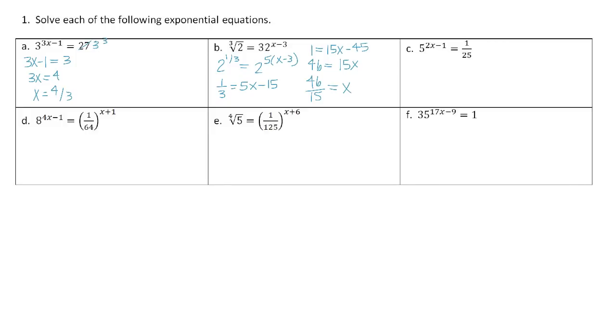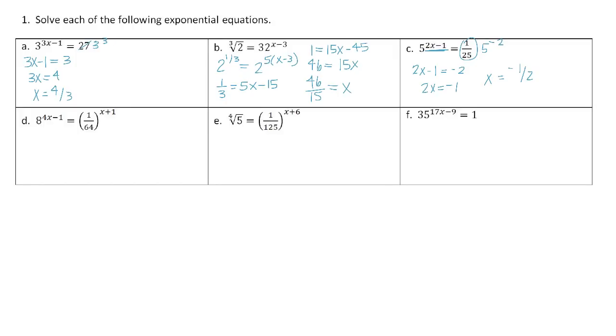Moving on to the next problem. Here, our base is already okay. This is the same thing as 5 to the negative 2. So I have 2x − 1 = −2. 2x = −1. So x is −1/2.